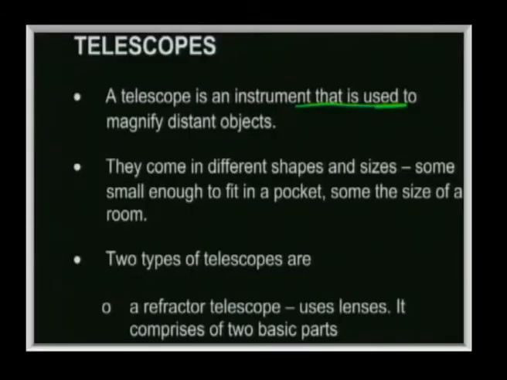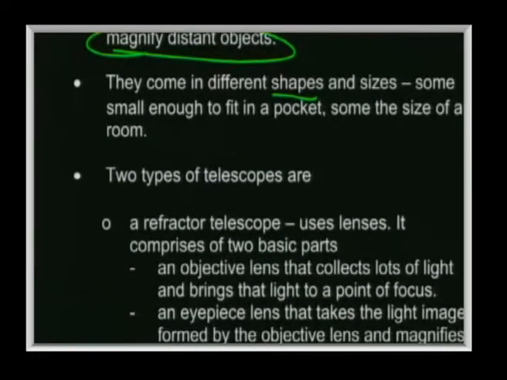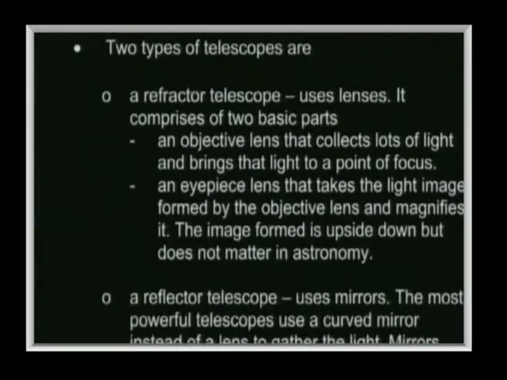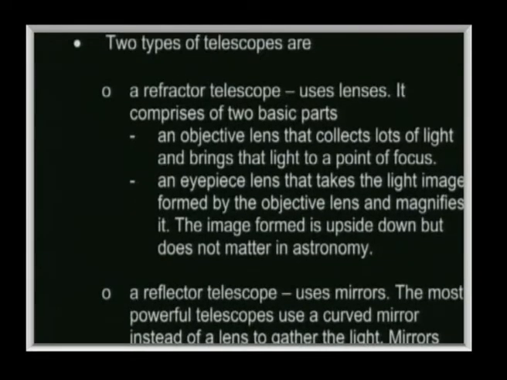A telescope is defined as an instrument that is used to magnify distant objects. They come in different shapes and sizes, and some of them are small enough to fit in your pocket, while others are the size of rooms. We look at two specific types of telescopes. The first type is a refractor telescope.